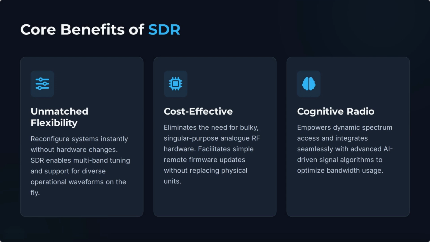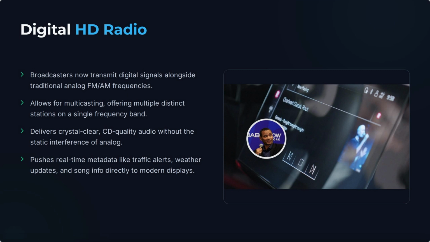By integrating AI, this radio can actively scan the environment and automatically jump to the best, clearest frequency, optimizing bandwidth in the real world. But advancements aren't just happening in commercial or military sectors, they are in your car right now.